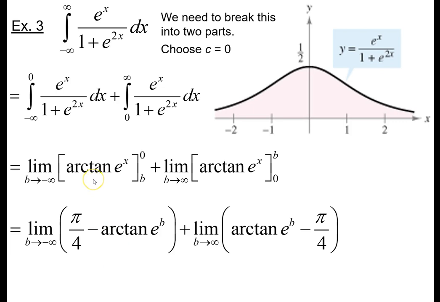So applying the fundamental theorem of calculus, the arctan of e to the 0 power, e to the 0 is 1. The arctan of 1 is pi over 4. That's where this number is coming from. Minus the antiderivative at the lower limit, which is b. So that's arctan of e to the b. And we're going to take the limit as b approaches negative infinity.